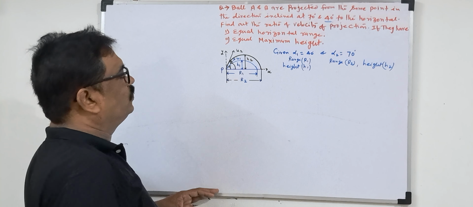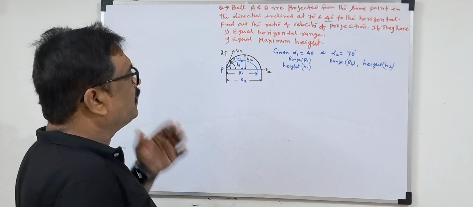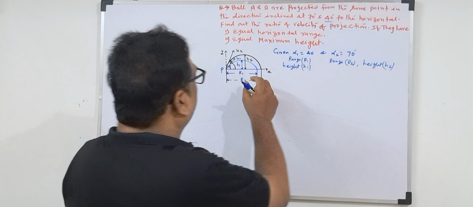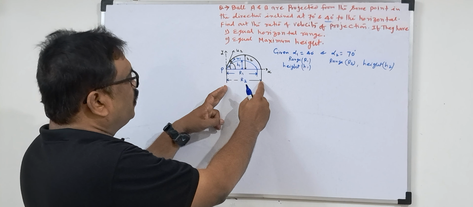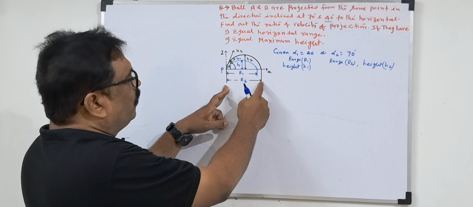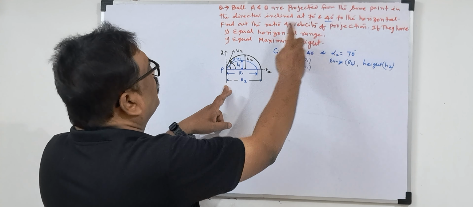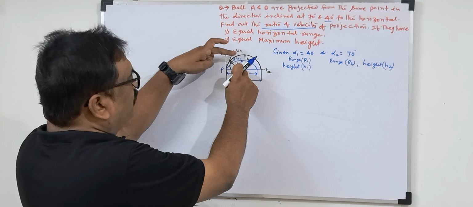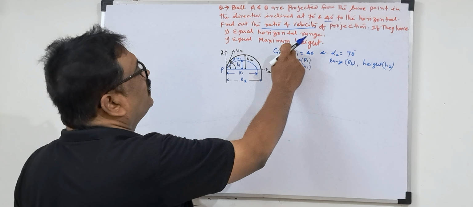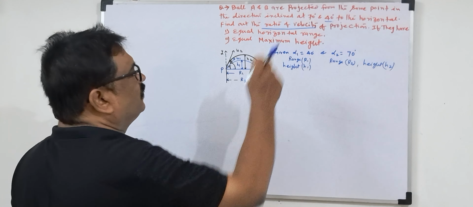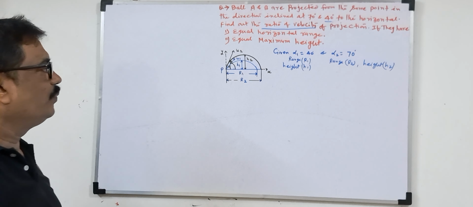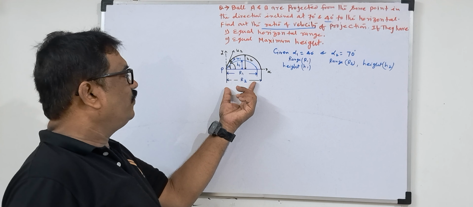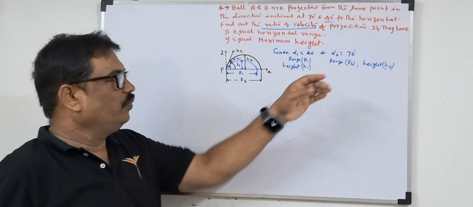Heights h1 and h2. What they are asking here is, if the range is equal, that means when R1 is equal to R2, what will be the ratio of the velocity? And when height h1 is equal to h2, what will be the ratio of the velocity? For this, if you know the formulas for range and height, we can solve the question.